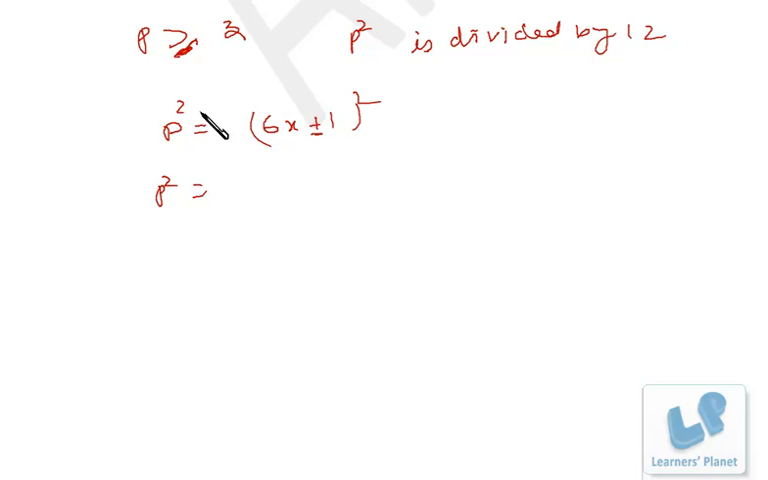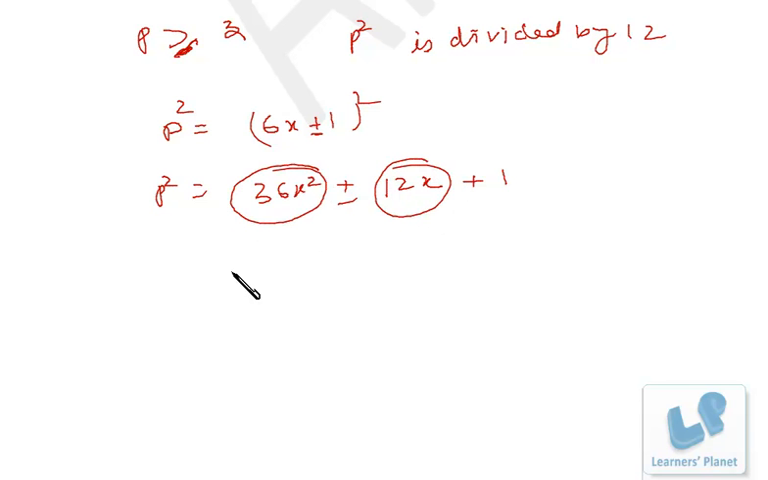We can make it the square of this. So that's 36x square plus minus 12x plus 1. Now if you divide this expression by 12, what will be the remainder? 36x square is a multiple of 12, 12x is a multiple of 12, only 1 is left. So the remainder will be 1 only. If you know this property, that P is always in 6x plus minus 1 format, that means it is either 1 less or 1 more than a multiple of 6, then this can be done very easily. Else there is no method to solve this problem. I hope you are clear.